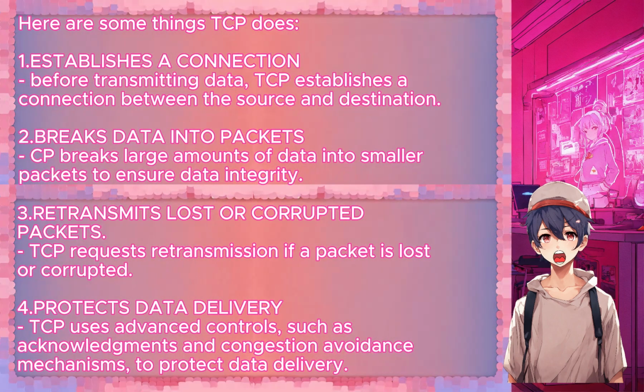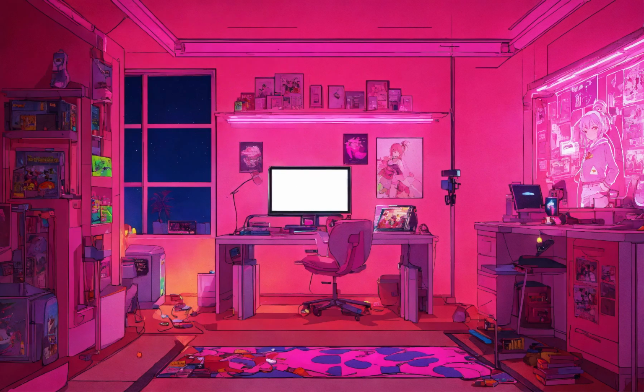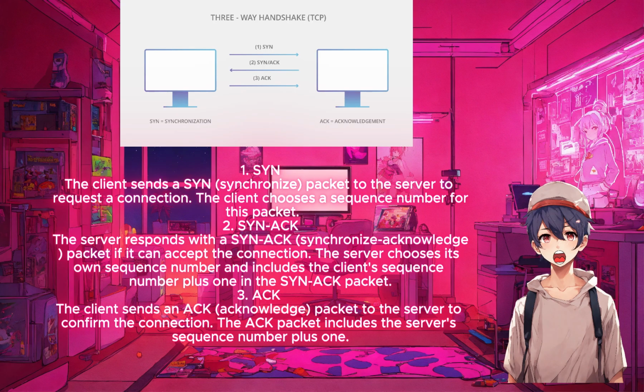What does TCP do? First, it establishes a connection to the source and destination. Second, it breaks data into packets. Third, it retransmits corrupted packets, and last, it protects data delivery using advanced protocols to maintain its safety. In the picture below is the three-way handshake of TCP.